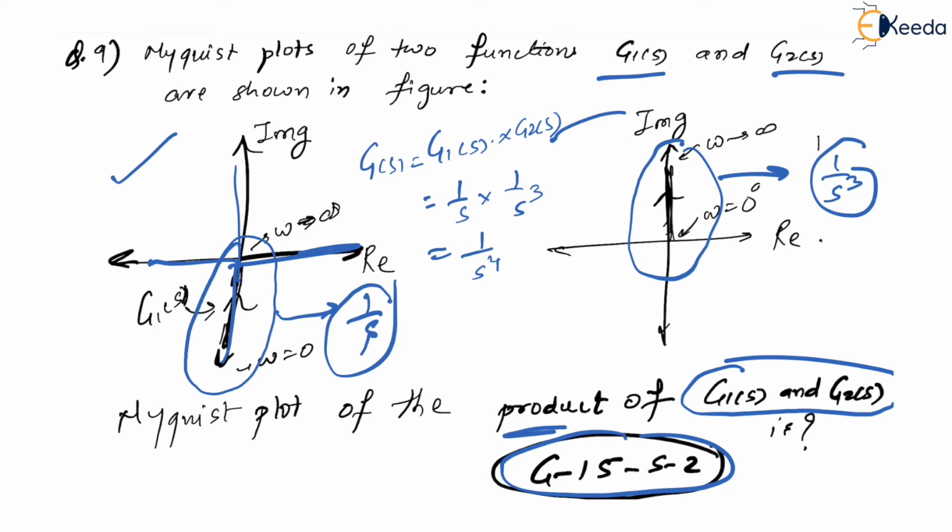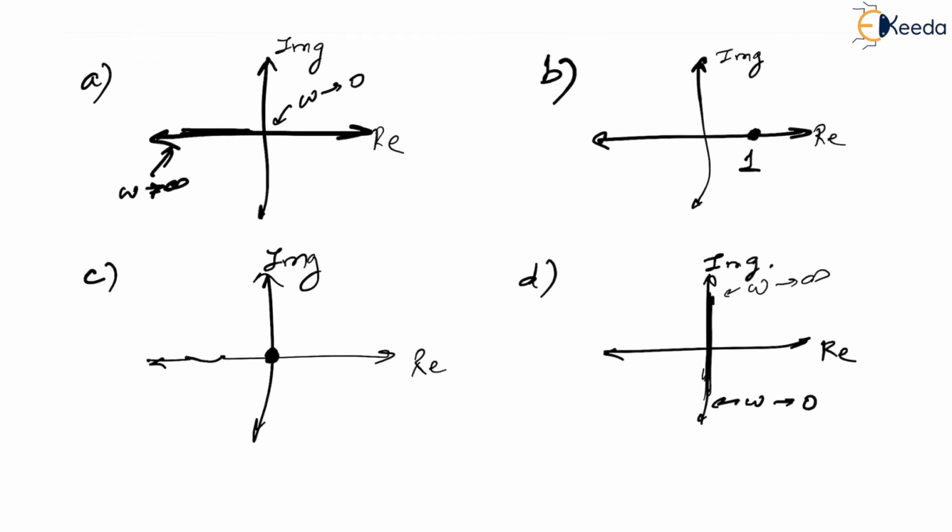1 by s into 1 by s cube, which is nothing but equal to 1 by s to the power 4, and 1 by s to the power 4 will come on the real axis, because see, this is 1, this is 1 by s, this is 1 by s squared, this is 1 by s cube, and then this is again 1 by s to the power 4. So definitely this has to come over here on the real axis. So it is equal to how much? It is equal to option B. It will map as 1 over here. Is that correct? Yes. Now we will see some more problems.